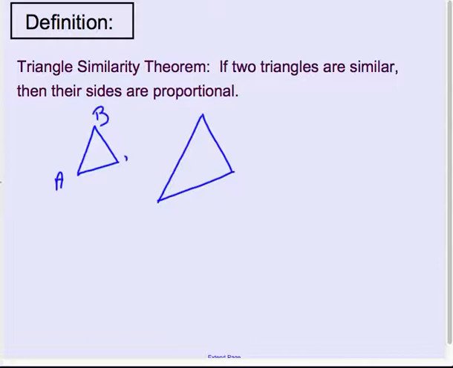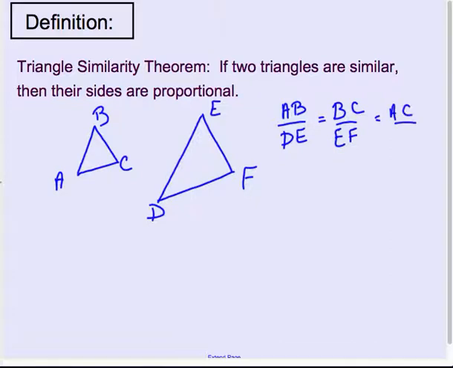So let's say my first triangle is ABC, and let's say DEF is actually similar to ABC. What proportional means is that you can set up a ratio of sides, and the ratios are the same, equal. So the ratio of AB to DE would be the same as the ratio of BC to EF, which would be the same as the ratio of AC to DF. So we're going to use that theorem to solve for missing sides in similar triangles.